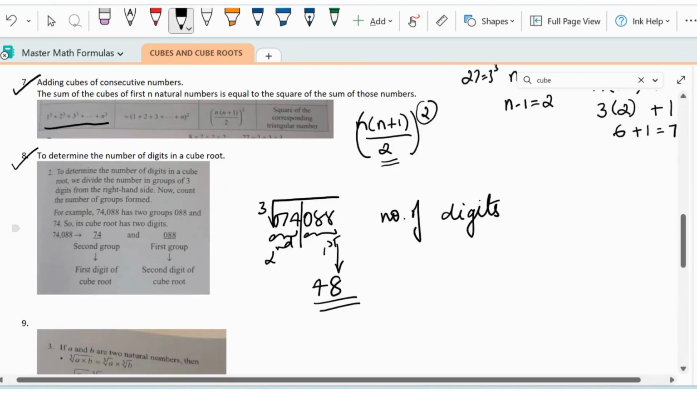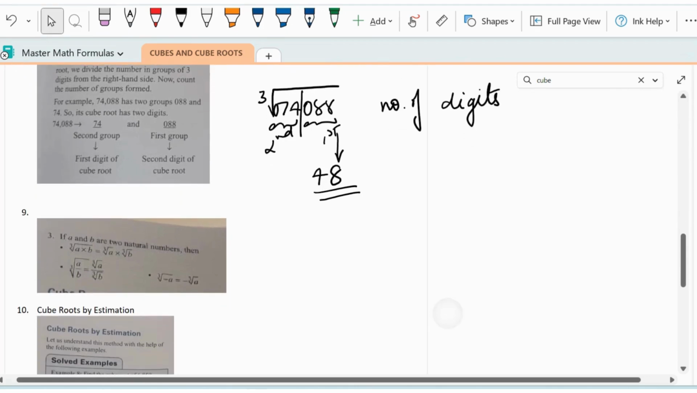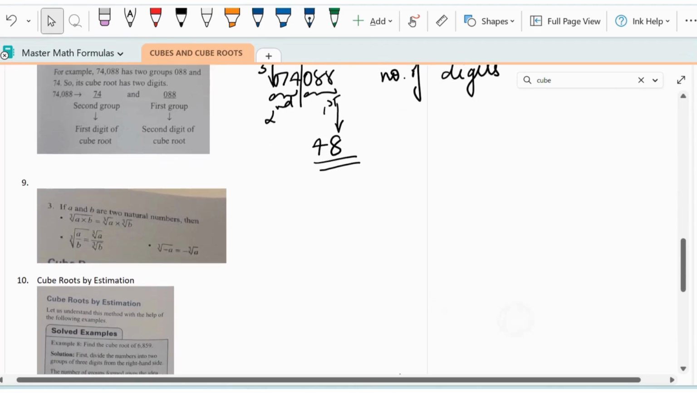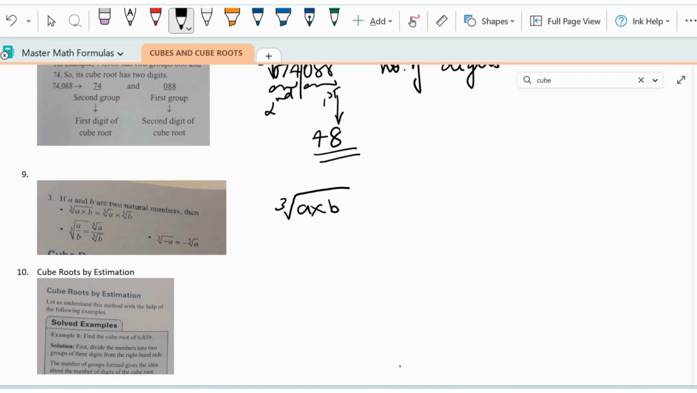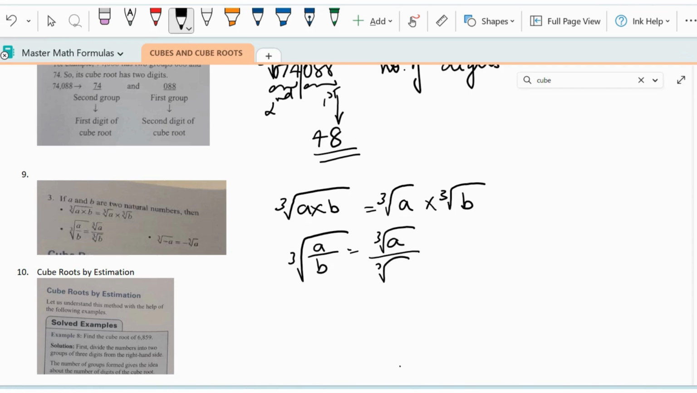Okay. Next one. These are just simple laws where you say cube root of A into B. They are even part of the laws of indices. Cube root of A into B is cube root of A into cube root of B. Similarly, cube root of A by B is equal to cube root of A by cube root of B. Okay. Then similarly, you have another one, minus A. Since you already know that the cube of a negative number is also negative, you can bring out the minus and find the cube root of A.